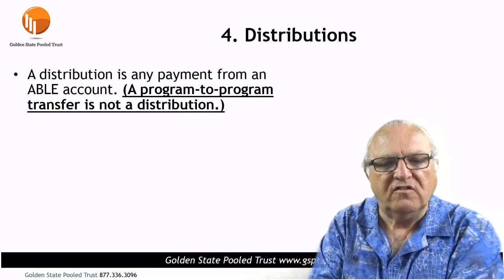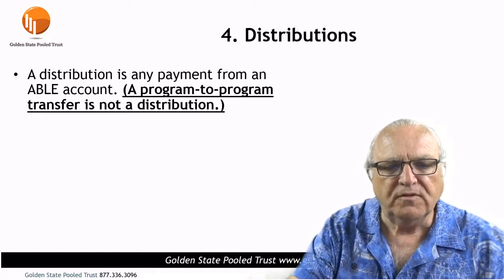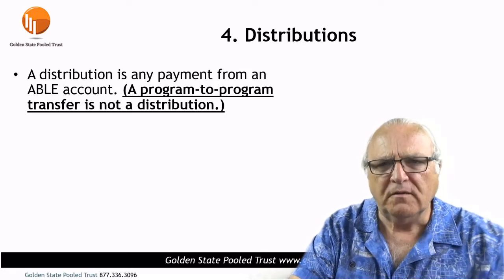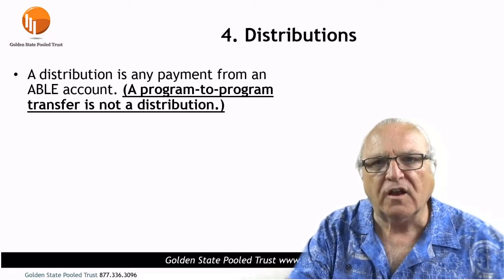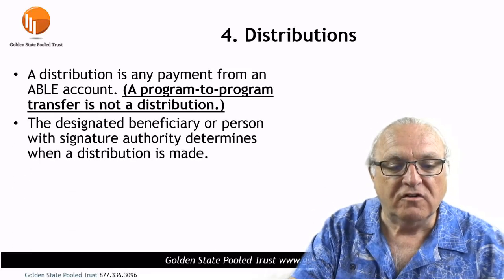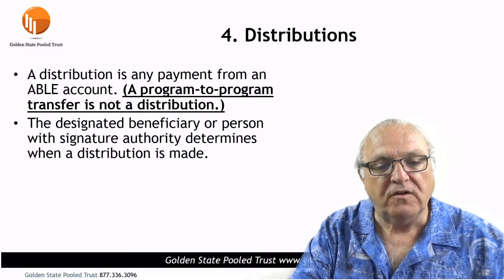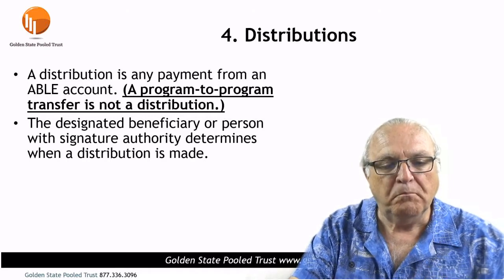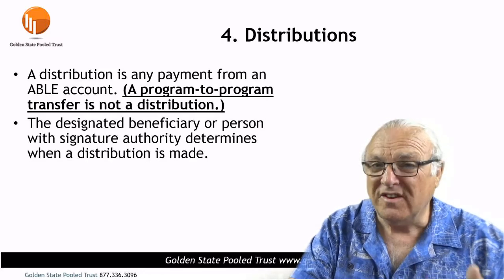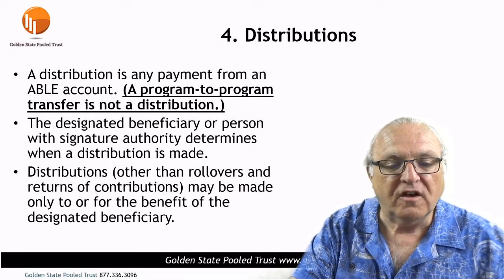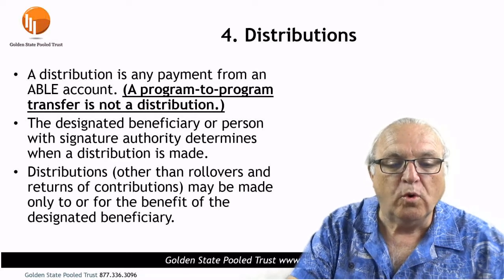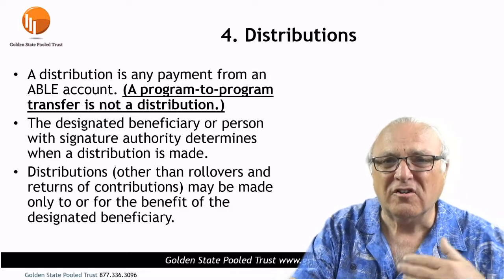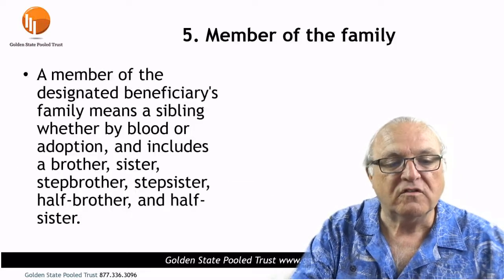A distribution is any payment from an ABLE account here, and a program to program transfer is not a distribution. So once again, if you open up an ABLE account in another state and move it to California, that's not considered a distribution. A designated beneficiary or person with signature authority determines when a distribution is made. Okay, and we'll be seeing more about that in a bit. Distributions other than rollovers may be made only to or for the benefit of the designated beneficiary, and that's going to become important later when we start talking about qualified disability expenses.